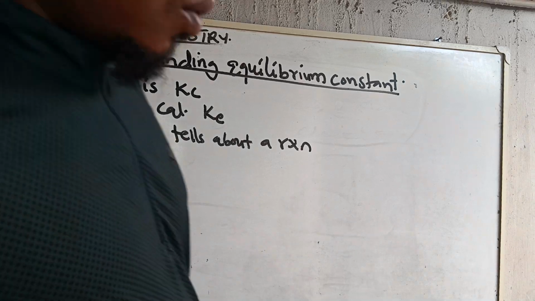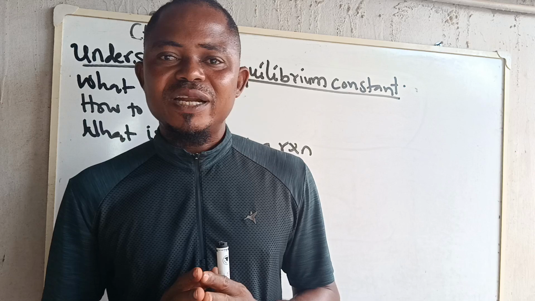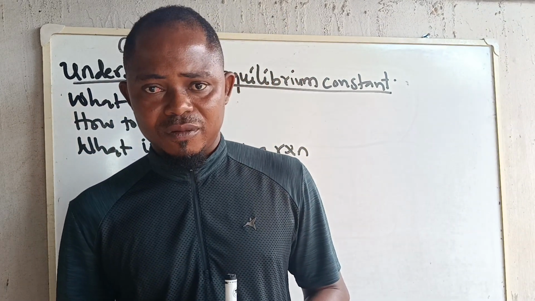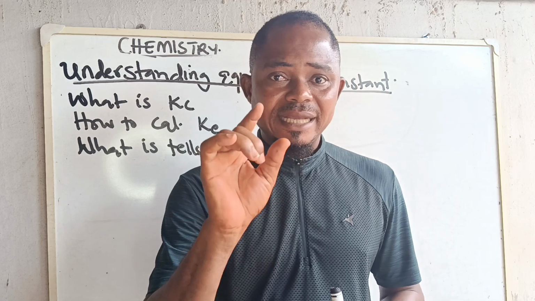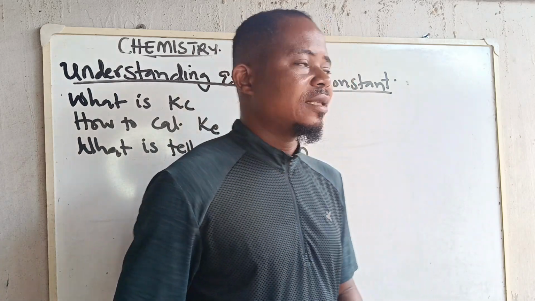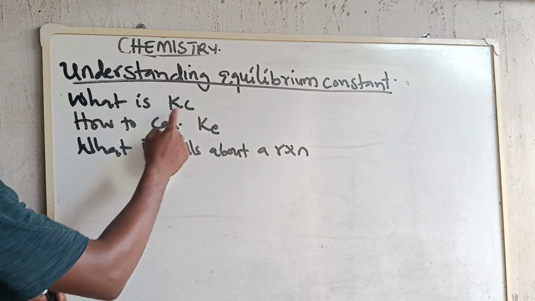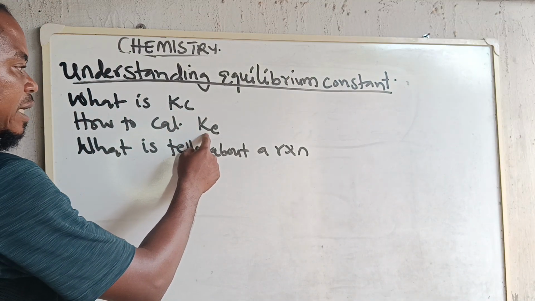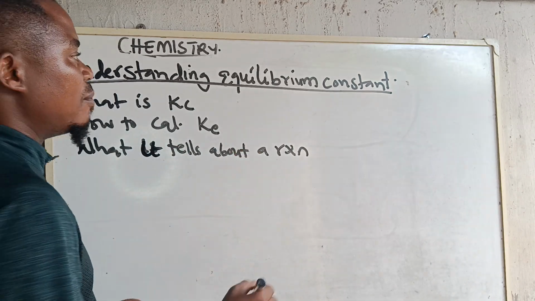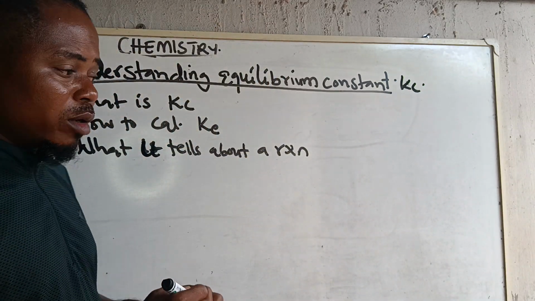Okay. What if a single number can tell you everything about which direction of reaction will be favored? That is what? Kc, the equilibrium constant. Let us break it down. In this lesson, I'm going to teach you what is equilibrium constant, how to calculate equilibrium constant Kc, and what it tells about the reaction. Is that okay? Now, what is equilibrium constant?